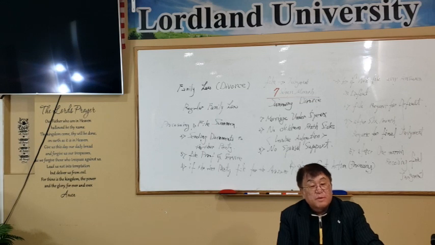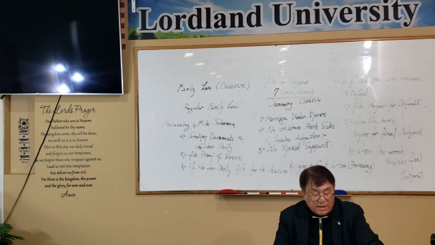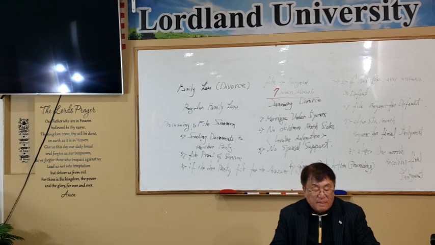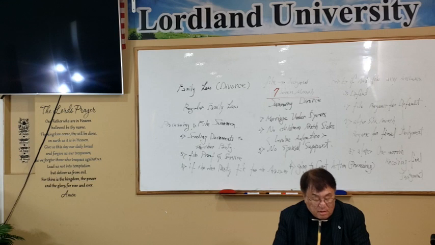Petitioner and respondent. Petitioner requests that the court make the following orders. Legal grounds. Number 8, divorce or legal separation. This one is just a divorce, not legal separation, of the marriage or domestic partnership based on 1.